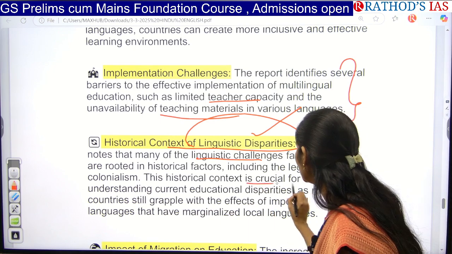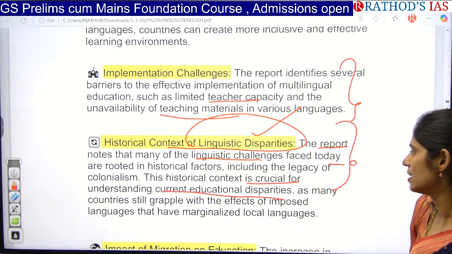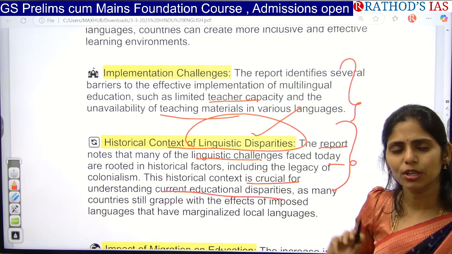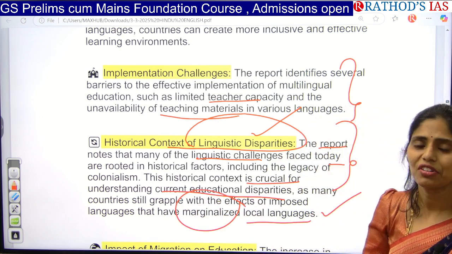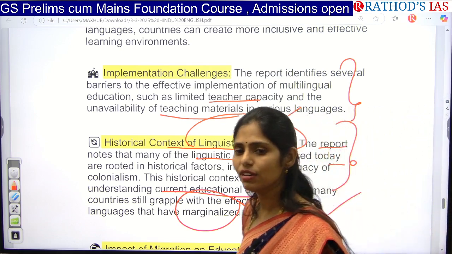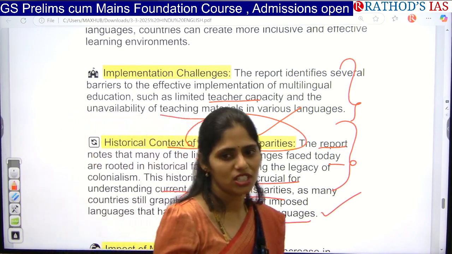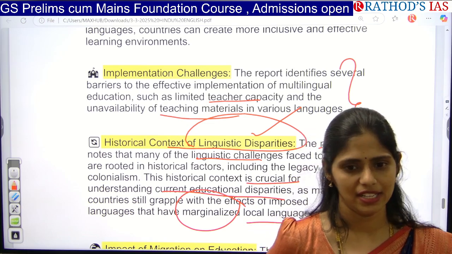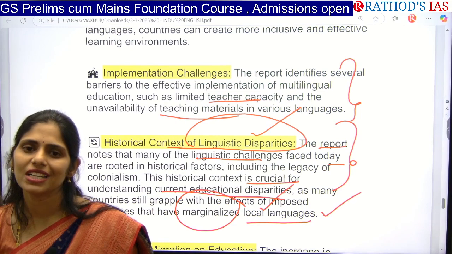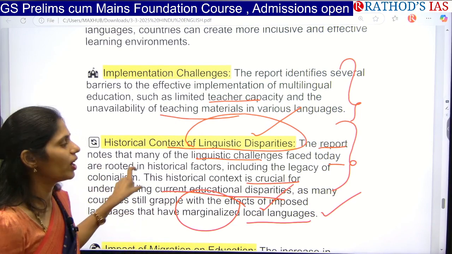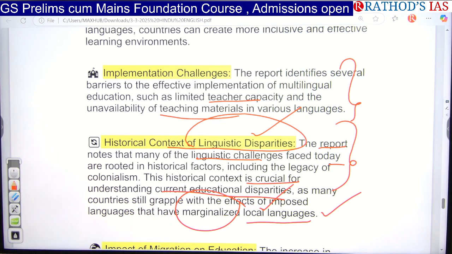So historical context is very crucial for understanding the current educational disparities. Especially because of this, local languages have become marginalized and even vulnerable now. Even in this Telugu state, how many schools are providing education in Telugu medium? Very, very few. So whatever local languages are there now, they have been disadvantaged because of the historical connection of linguistic disparities in India.